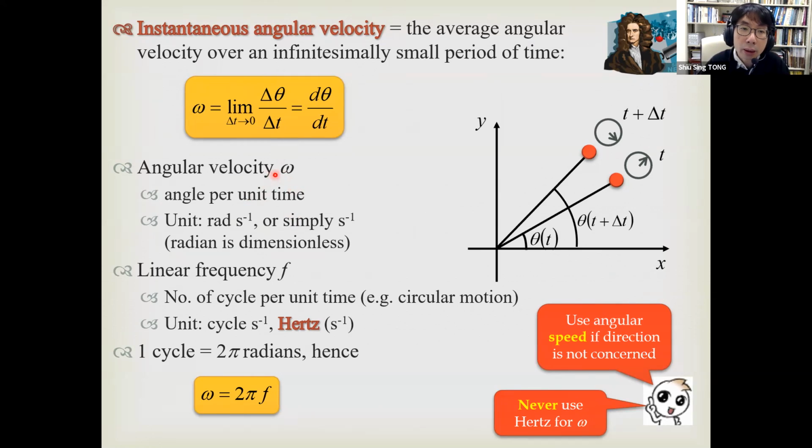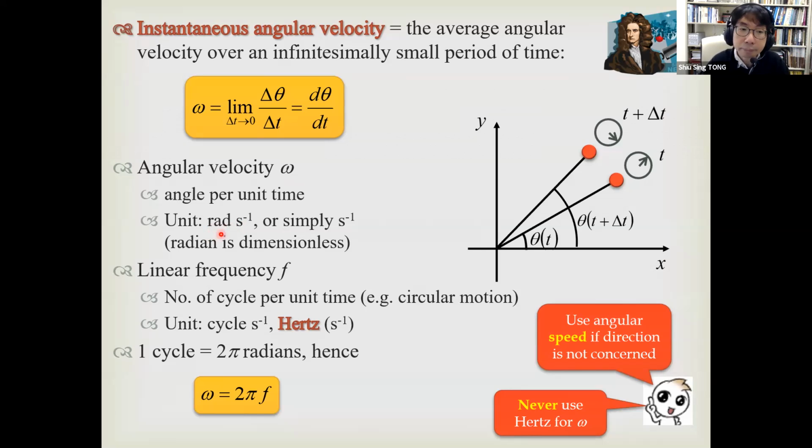The angular velocity is the measure of angle per unit time. It is the angle divided by time, and it has a unit of radian per second. Because radian does not carry a dimension, sometimes we simplify it as per second. I prefer to write radian per second just to remind myself that I'm measuring the angle per unit time. So although radian does not carry a dimension, when it comes to calculating the angular velocity, always write radian per second as the unit.